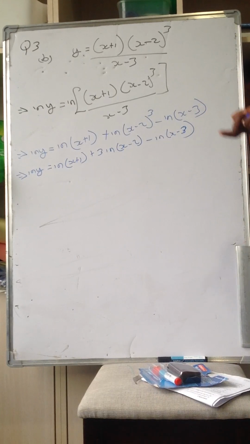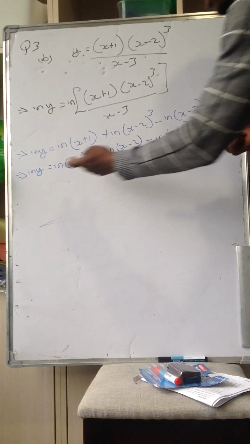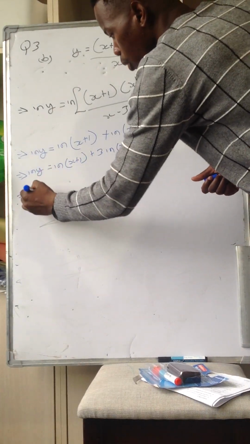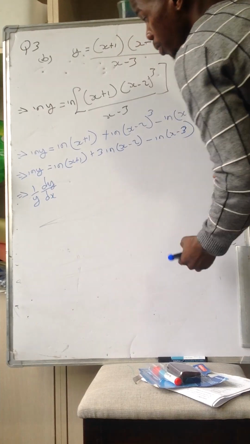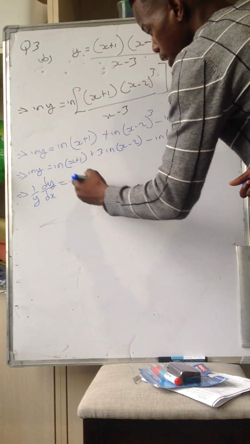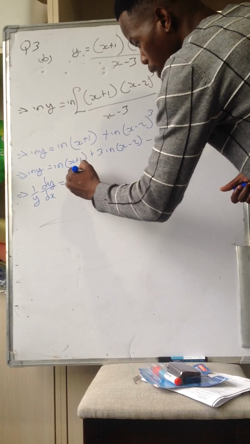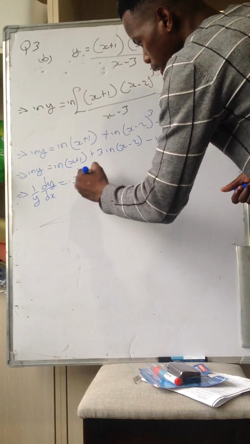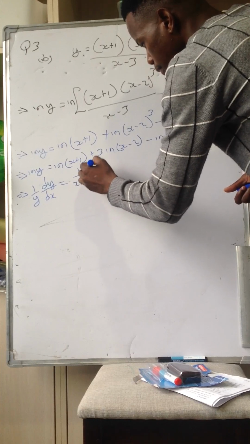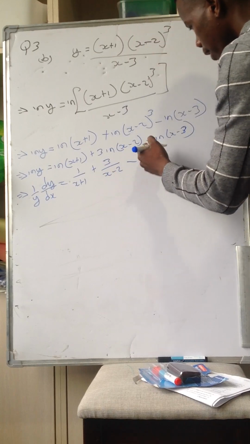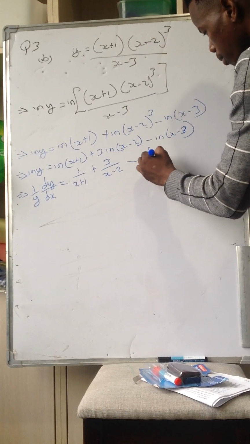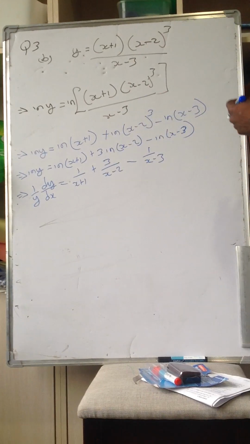Differentiate with what? With respect to x. So how am I going to differentiate this with respect to x? Simple. If I differentiate ln y, I'm going to have 1 over y times dy/dx, which is equal to, if I differentiate ln of x plus 1, 1 over x plus 1, plus, if I differentiate this one, 3 over x minus 2, minus, 1 over x minus 3. Hope you know how to differentiate ln x.